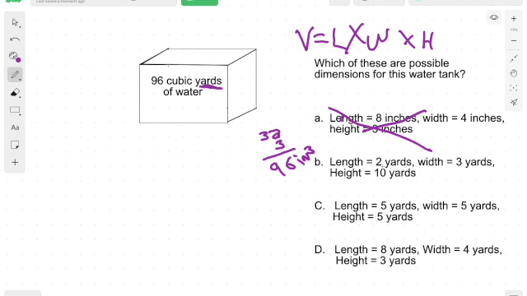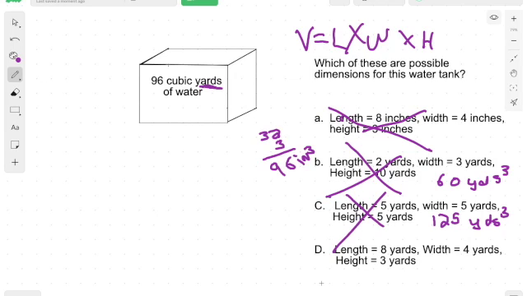So let's come down to this one. 2 yards times 3 yards is 6 yards times 10. That's 60 yards. This one's 60 yards, right? The unit's correct, but is it the correct number of cubic yards? Nope. So this one doesn't work. What about this one? 5 yards times 5 yards, that's 25 yards. And 25 yards times 5 would be 125 cubic yards. 125 cubic yards, that doesn't work either.